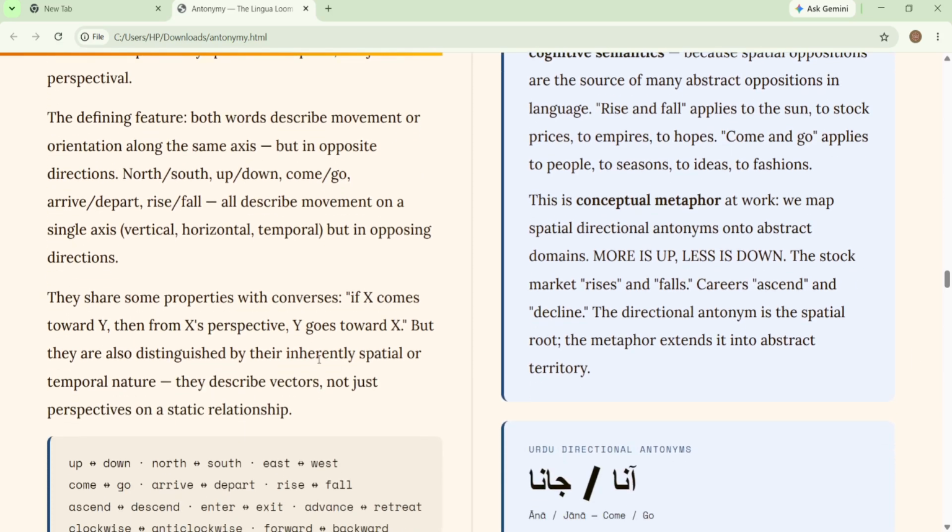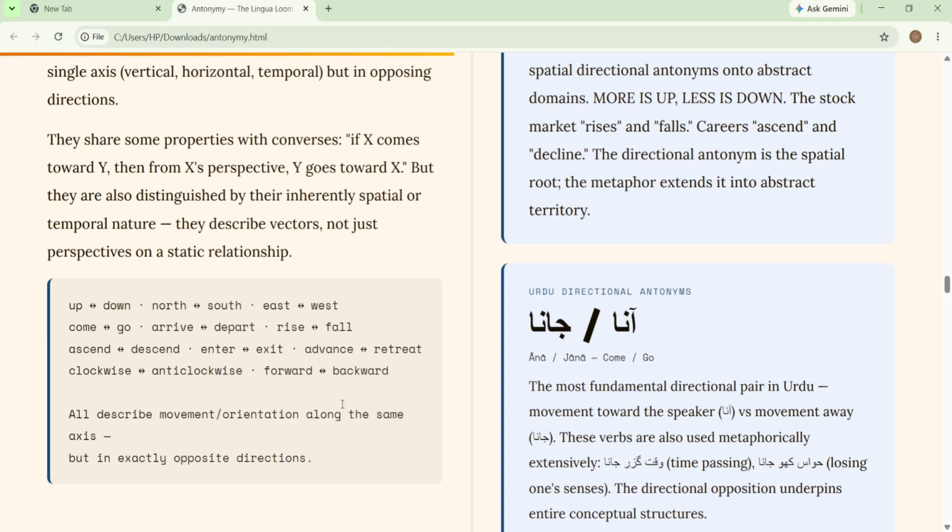So this shares some properties with converses. If x comes toward y, then from x's perspective y goes toward x. But they are distinguished by their spatial and temporal nature. Like if something is up, then the other must be down. So the Urdu example, ana jana, that is come and go. If someone is coming, the other must be going.